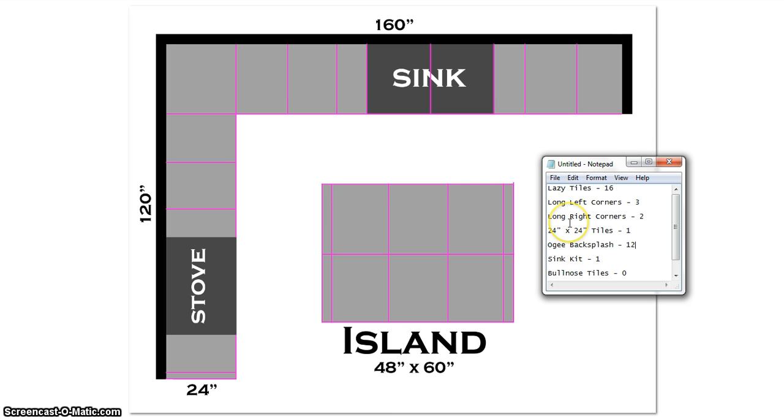So some good pieces to get extras of are anything you're going to be cutting. So lazy tiles, we need 16. I would recommend you get 17 or 18. The corner pieces you're probably not going to need any extras of. Same with the 24 by 24s, but you can always get an extra of that because they are bigger, they do break a little easier before they're installed. The backsplash pieces I definitely recommend getting 1 or 2 extras of, especially if you're having a back corner, because you're going to be cutting a 45-degree angle on those, and you want to make sure you get that right and you don't want to mess up and not have enough pieces.